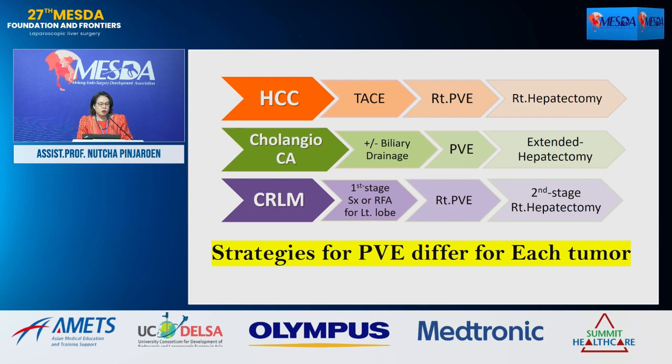And the strategy of PVE for each tumor is different. For HCC, we have to start with TACE to control the tumor before bringing the patient to PVE. For cholangiocarcinoma, you may need biliary drainage. And for colorectal liver metastasis, if you plan to do two-stage hepatectomy, first you need to clear the first stage with either resection or ablation.